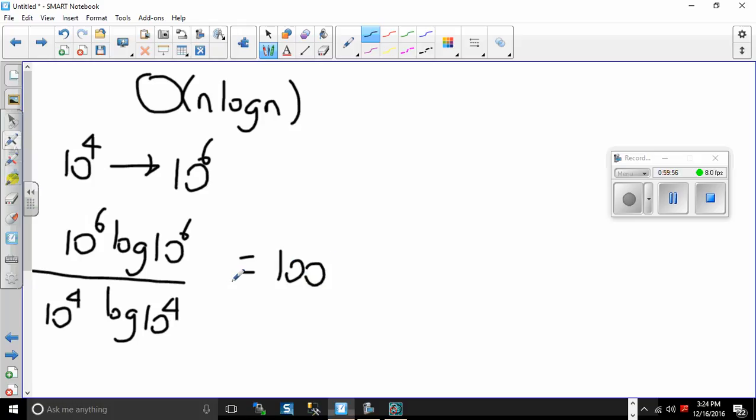Check that, I'm sorry. 10 to the 6th over 10 to the 4th is 100. Log 10 to the 6th is 6. Log 10 to the 4th is 4. And so that would be 3 halves, right? So this would be 150.